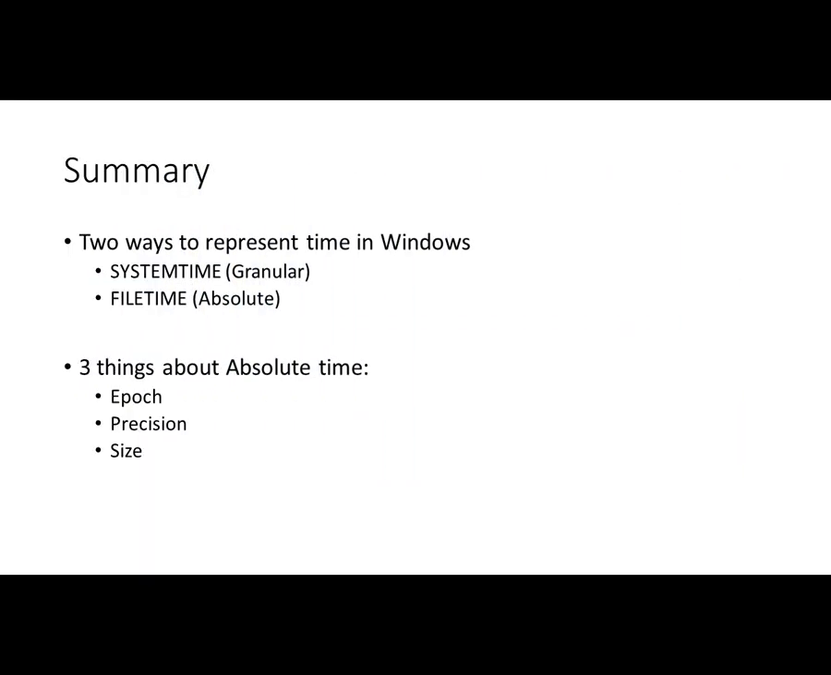So in summary, we saw that in Windows there are 2 ways to represent the date and time. These are the system time and file time. So the file time is also called the absolute time. There are 3 aspects to understanding the absolute time. They are epoch, precision, and size. These parameters together decide the maximum date that can be stored in the file system. With that, we come to the end of this video.